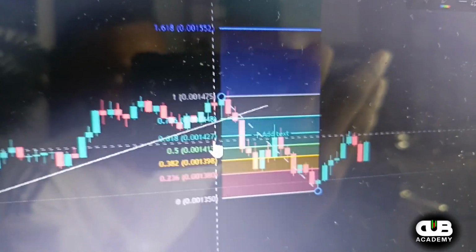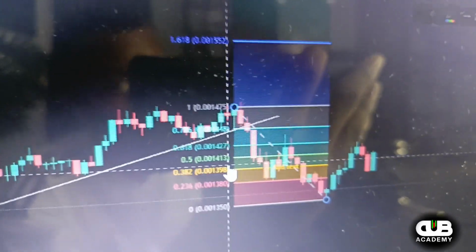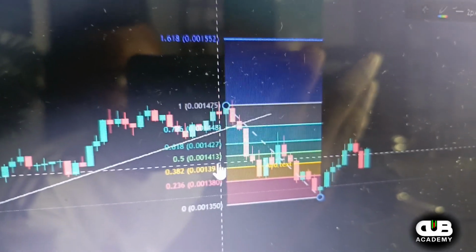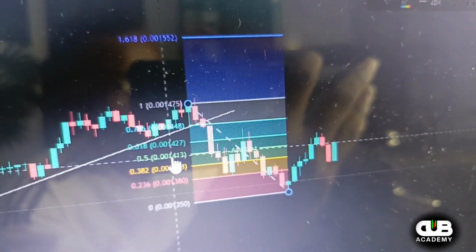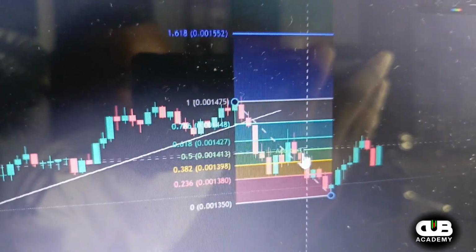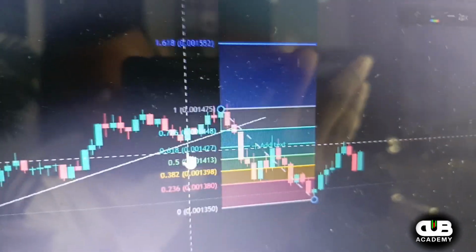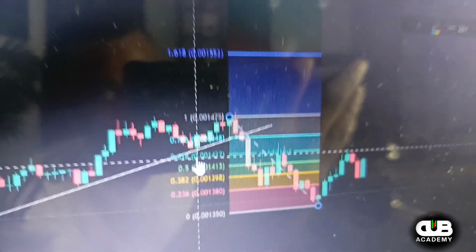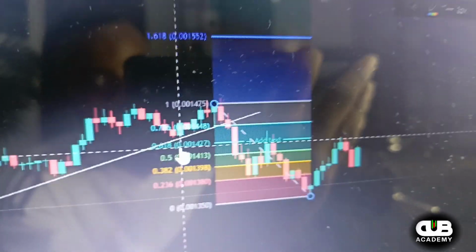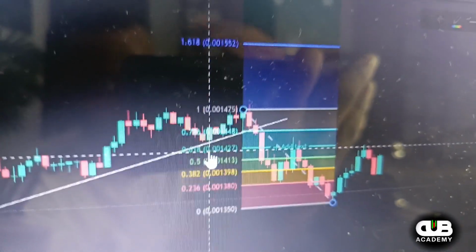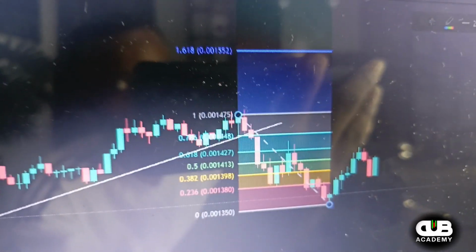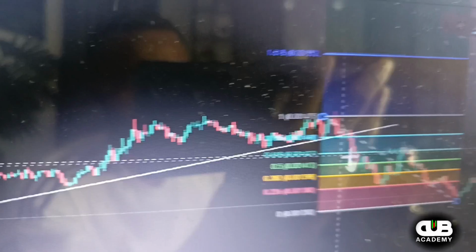Now, of course, there are two levels that I anticipate here: the 0.618 level and the 50%, which is 0.5. Okay, 0.5 and 0.618. These two levels are what I anticipate. In fact, based on what the market is giving me, this is what I will use to enter the market. Now, if I go to the 15 minutes time frame right here, this is the 15 minutes time frame, right?